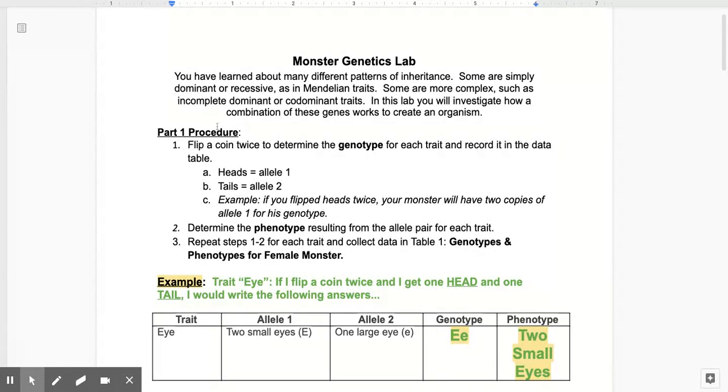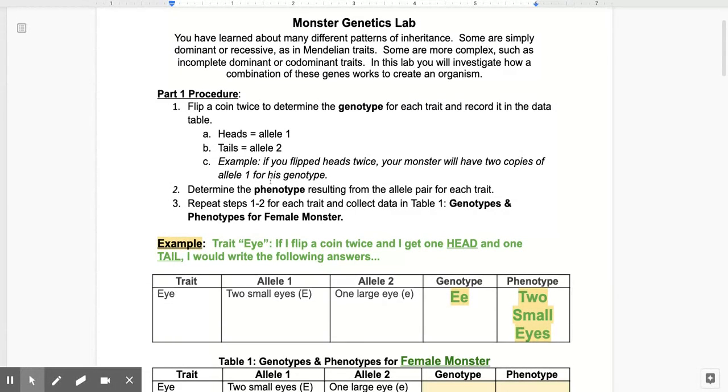In the first part, you're going to be determining the genotypes for your female monster. You will flip a coin once for allele one, and then again for allele two. If you flip a heads, that means it is the dominant allele. So heads would be this, and tails would be this. From there you'll write out the genotype and then the phenotype.